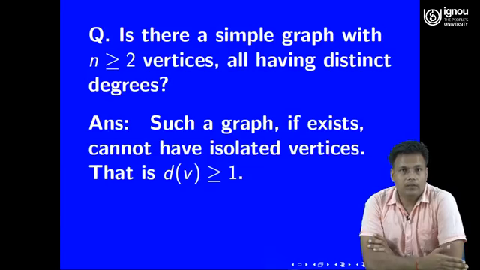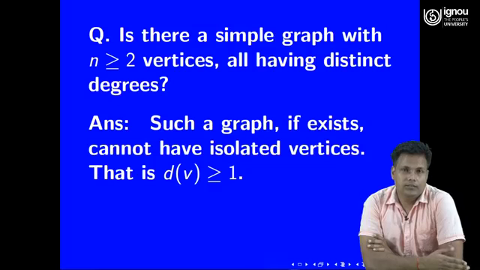But there are n minus 1 vertices, and by the pigeonhole principle, if there are more objects than boxes, then some box would get more than one object. Here we have n minus 2 degrees and n minus 1 vertices, so some vertices must get equal degree, which is not possible. So the graph cannot have isolated vertices.